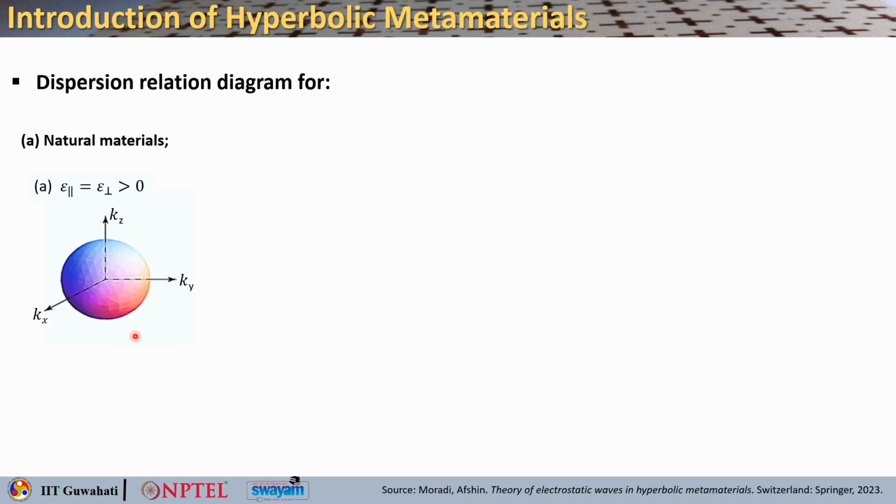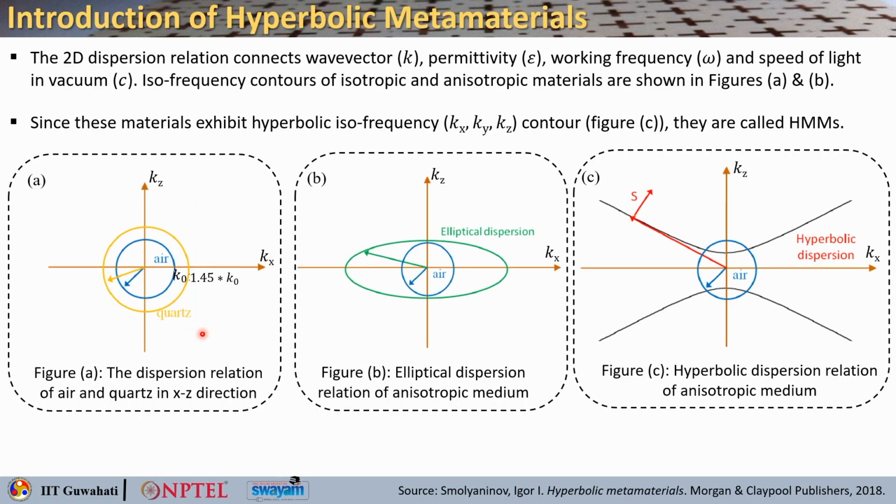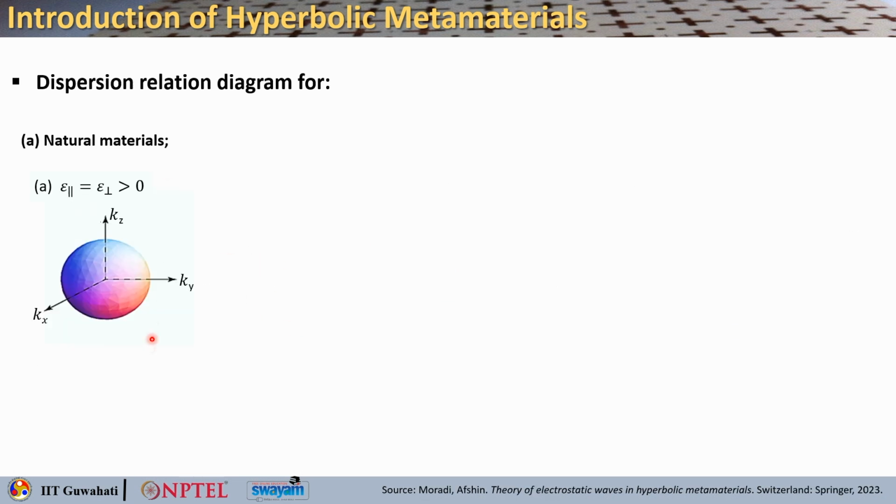Now, here we are plotting it for a natural material which is isotropic. In this case we consider epsilon parallel and perpendicular to be equal and both positive. In that case the K space diagram looks like a spherical shape in 3D. In the previous case we were basically taking the 2D cross section in the xz plane, and that is why we were seeing that circle. So, in 3D it looks like this.